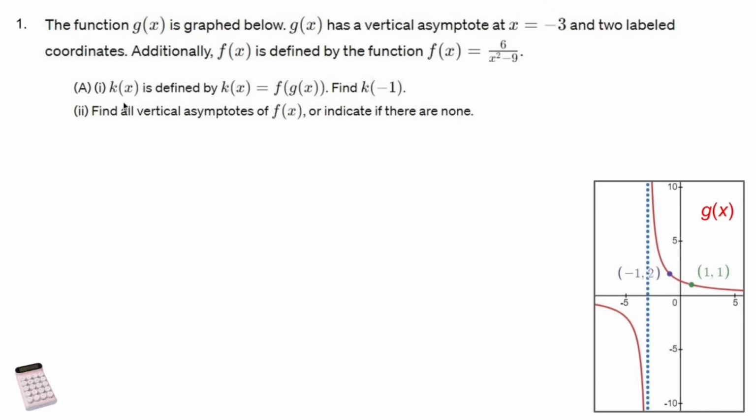Part 1. k of x is defined, it's also designed by me, as f of g of x. So k of -1 is us trying to find f of g of -1.